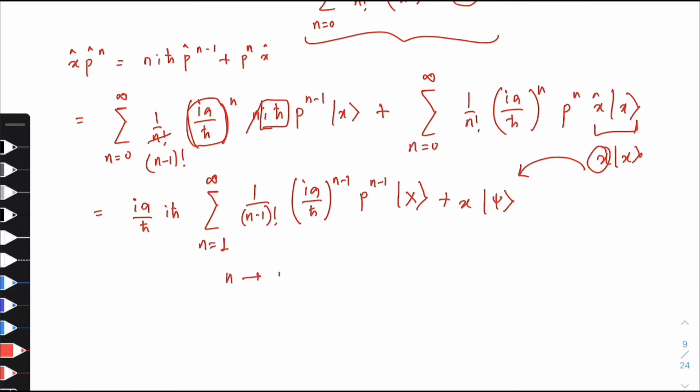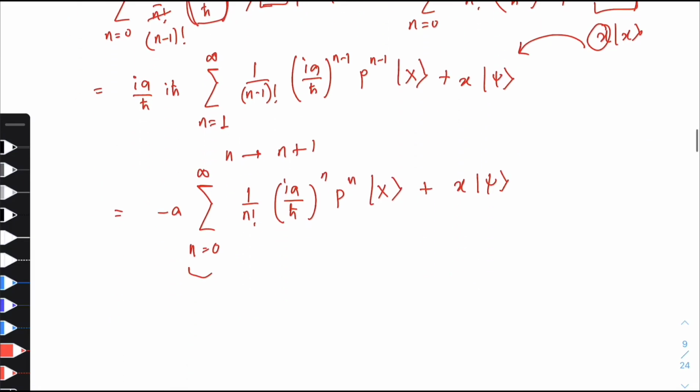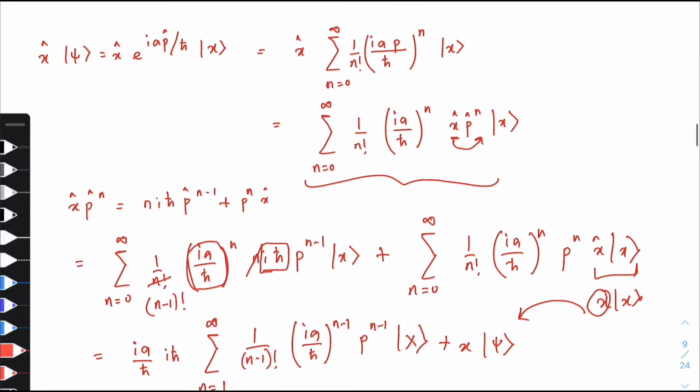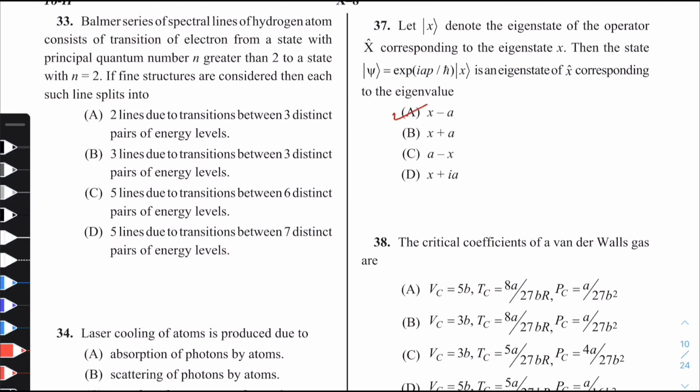Now we shift n to n plus 1. So this time the new summation index m runs from 0 to infinity. The sum now becomes 1 by n factorial (i a by h bar) to the power n, p to the power n, x plus we already had psi, and the prefactor is now minus a. We recall this is x ket psi, so this simplifies as (x minus a) ket psi. So the state psi is an eigenfunction of the position operator with eigenvalue x minus a. So option A is the correct answer.